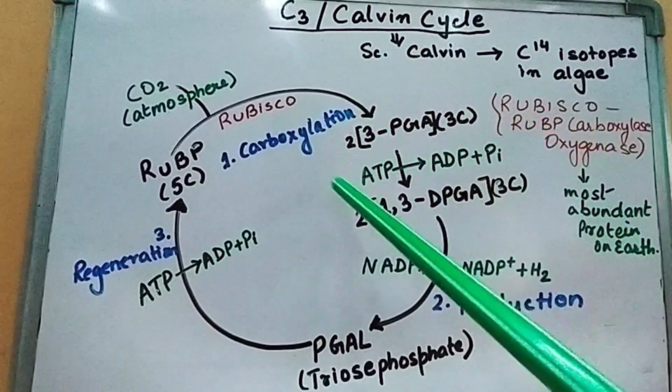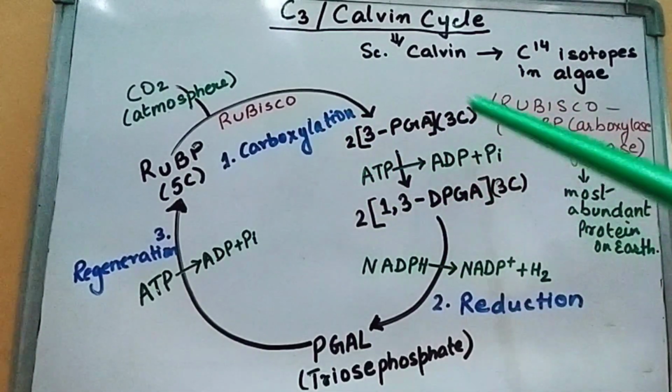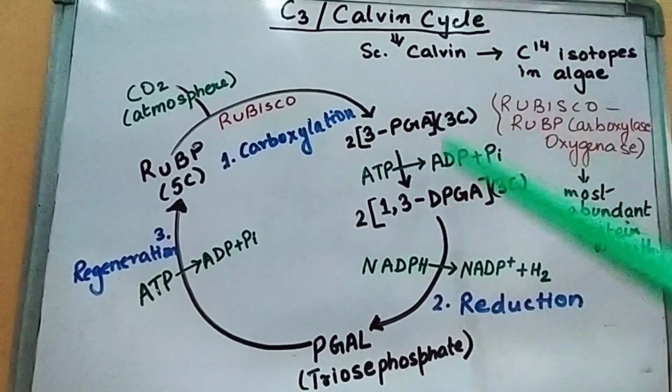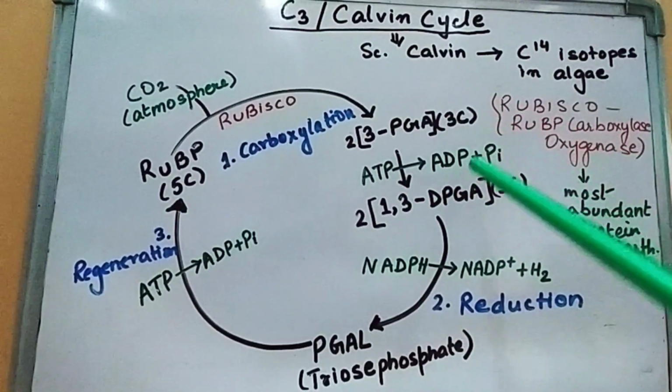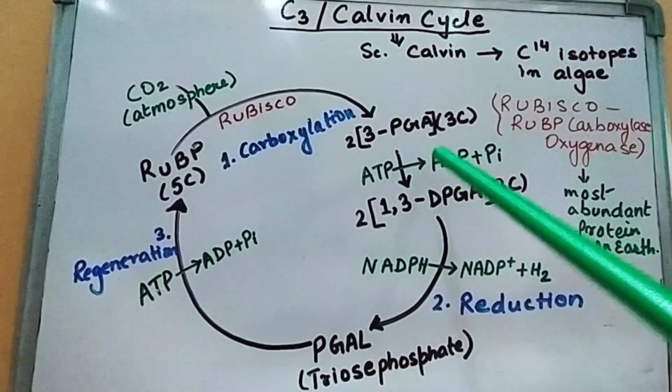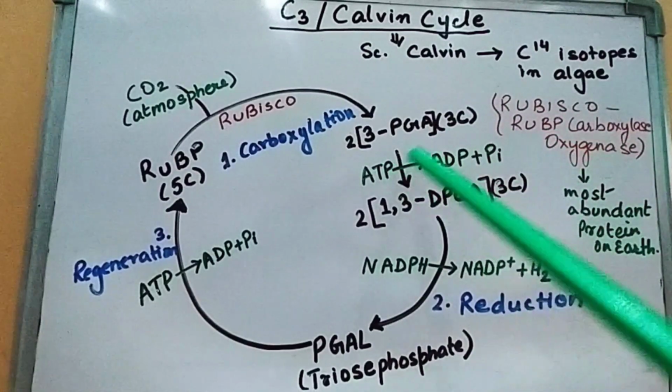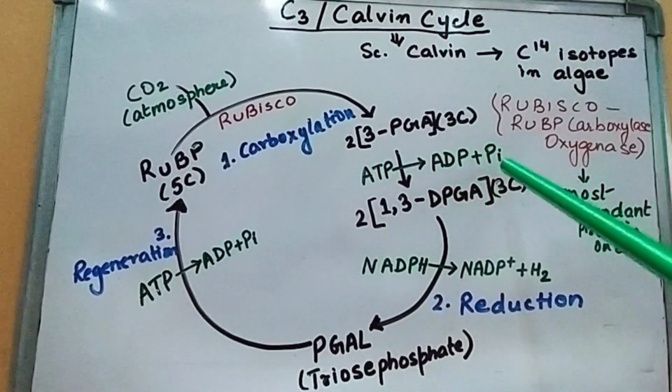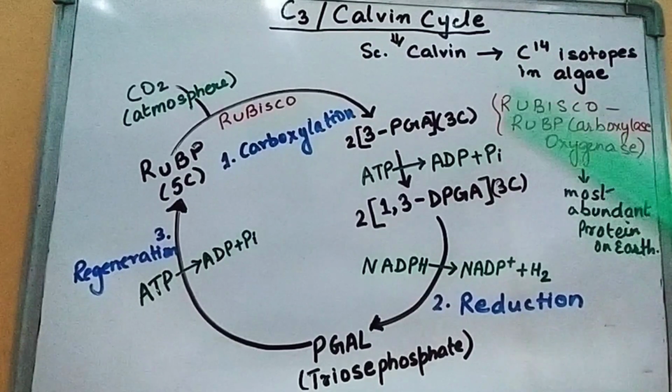So the first ATP is used over here. Now as 2 molecules of DPGA are produced, 2 molecules of ATP will be broken down into ADP and inorganic phosphate to release 2 phosphates.